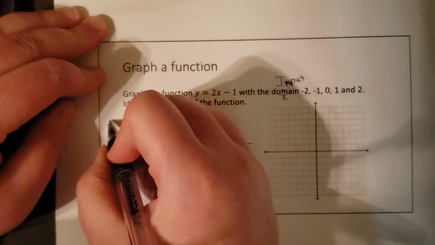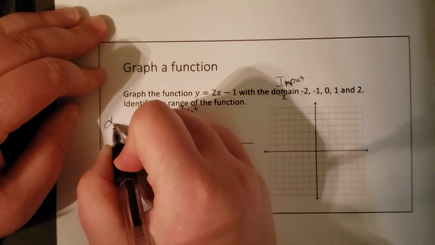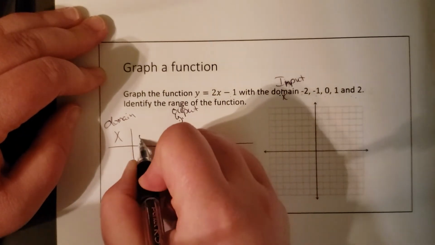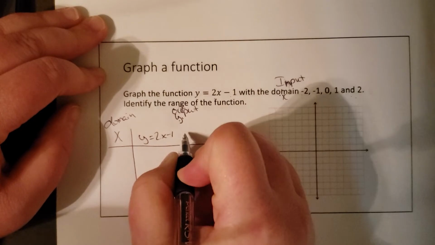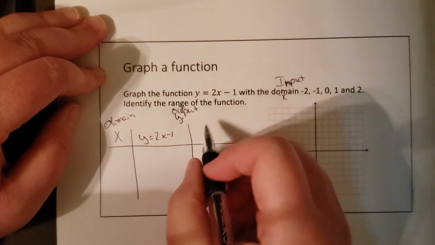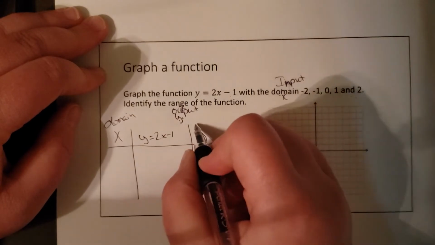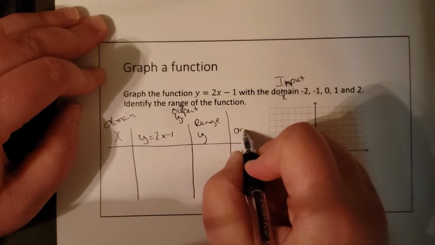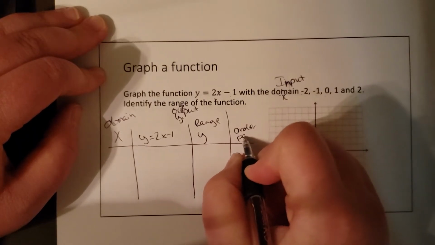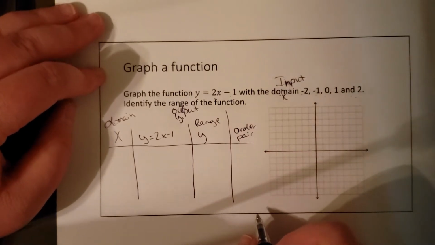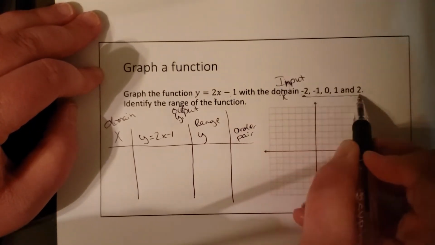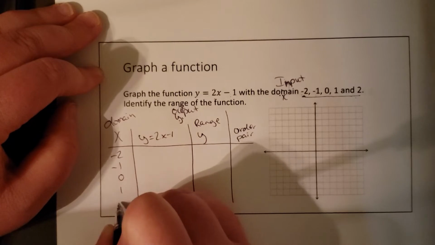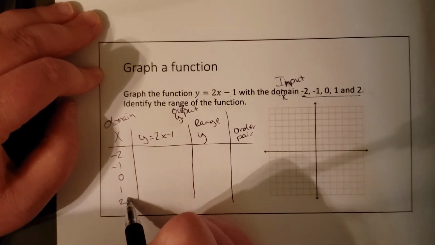Here are my x values, which in this case are the domain. Okay. Here's my equation, y equals 2x minus 1. We're going to find the y values, which is the range, and we're going to come up with our ordered pair. And we're going to graph. Okay? We know what our domain is because it's given to us. It's -2, -1, 0, 1, and 2. Since it's given to us, all we got to do is plug it in.